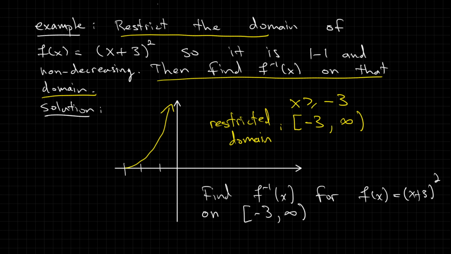Let's follow those same steps that we outlined earlier. First, we'll set f of x, which is (x plus 3) squared, equal to y. Now we'll go ahead and solve for x, and we'll see towards the end that the domain restriction will matter. Keep in mind that x is bigger than or equal to negative 3.